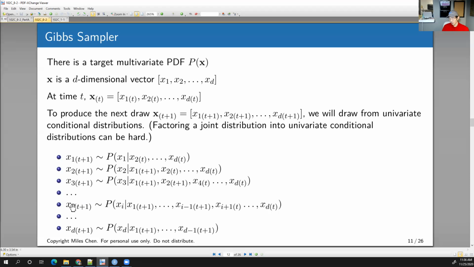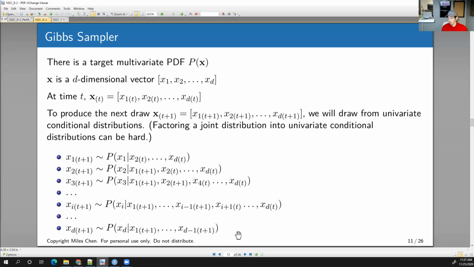So the ith value in x at time t plus 1 will be drawn from the conditional distribution of x sub i given x1 at time t plus 1 through x i minus 1 at time t plus 1. So all the values that come before x sub i, we will have updated to time t plus 1. All the values that come after x sub i, so that's x sub i plus 1 all the way through xd, we haven't drawn new values yet. So the most recent values we have are at time t. Okay, and we continue this until we get to the dth value in x. Okay, x sub d will come from the conditional distribution of xd given everything else.